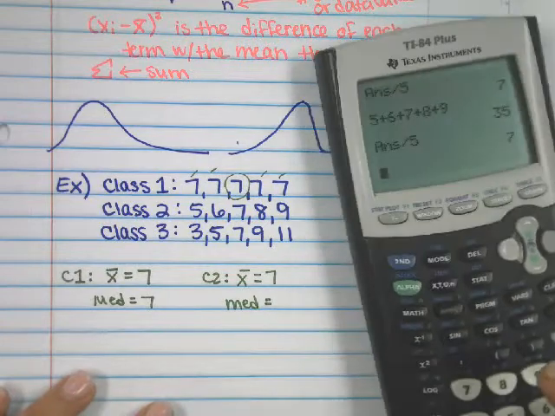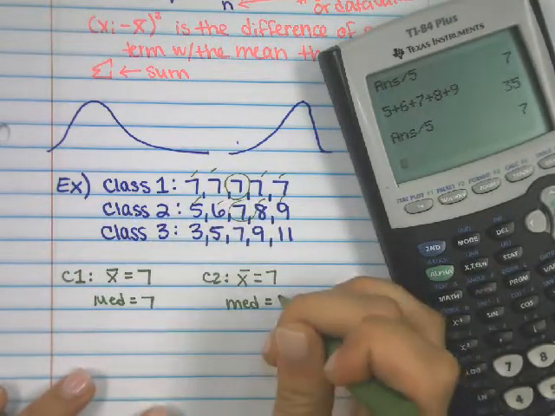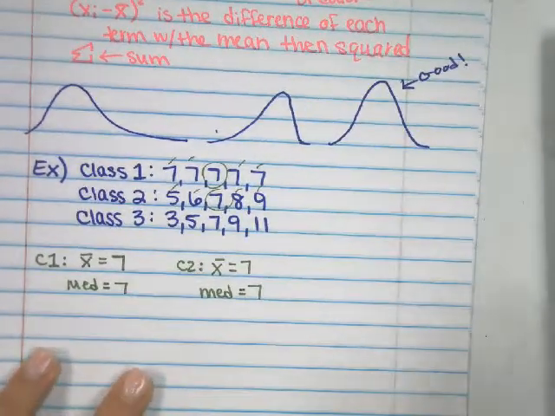Our median is our middle number. They're already in order, so we mark off low, high, and our median is 7.